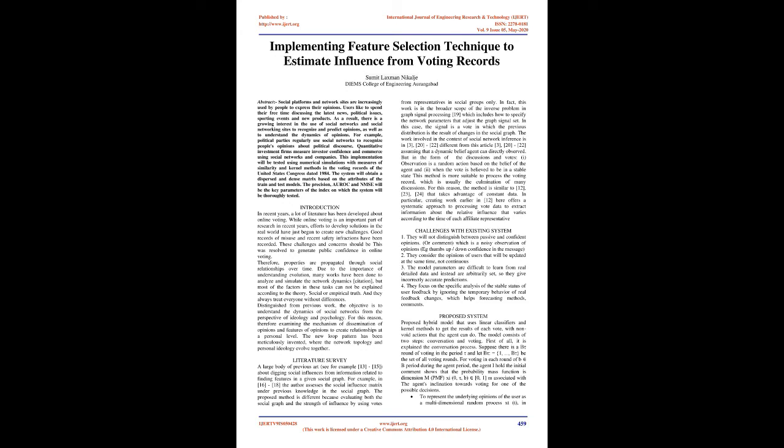But in the form of discussions and votes, observation is a random action based on the belief of the agent, and when the vote is believed to be in a stable state, this method is more suitable to process the voting record, which is usually the culmination of many discussions. For this reason, the method is similar to [24] that takes advantage of constant data. In particular, creating work earlier in [12] here offers a systematic approach to processing vote data to extract information about the relative influence that varies according to the time of each affiliate representative.